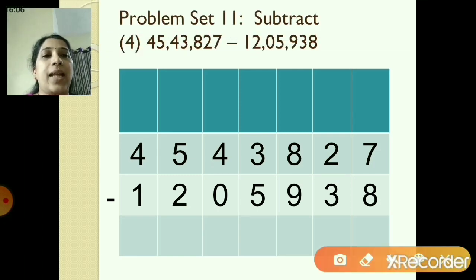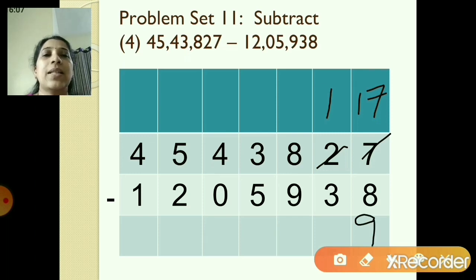7 minus 8. You cannot subtract 8 from 7. So what are you going to do? You are going to borrow 1 from the tens place. So in the tens place it will become 1, and in the units place it will become 17. So 17 minus 8 is 9.